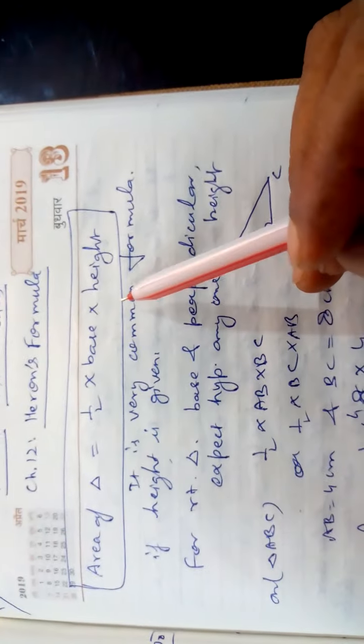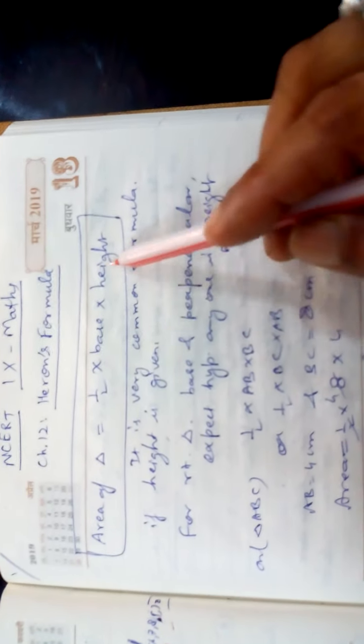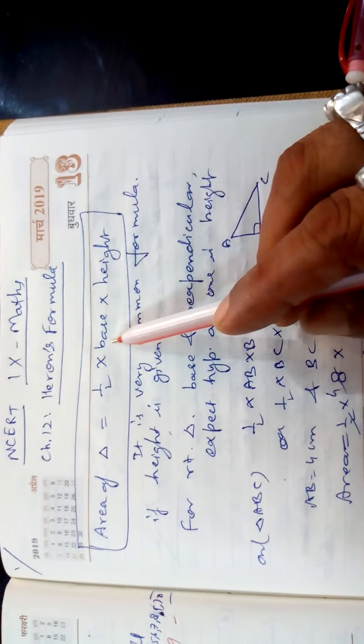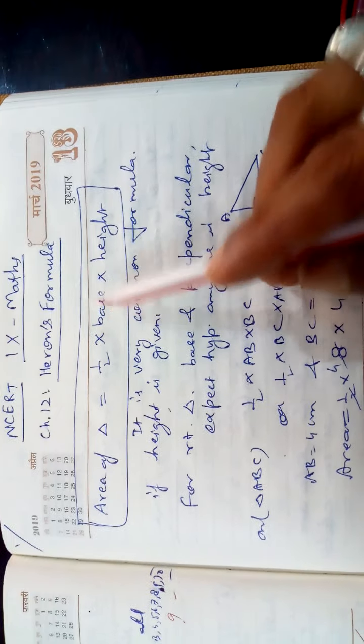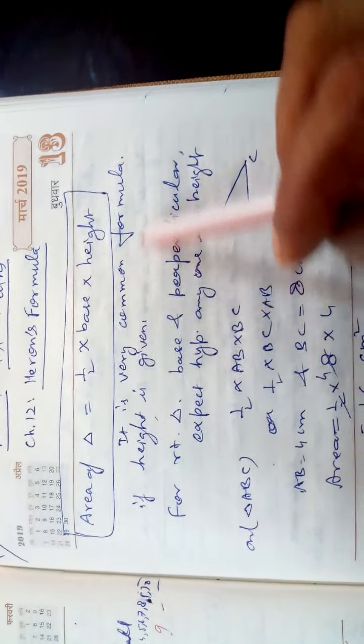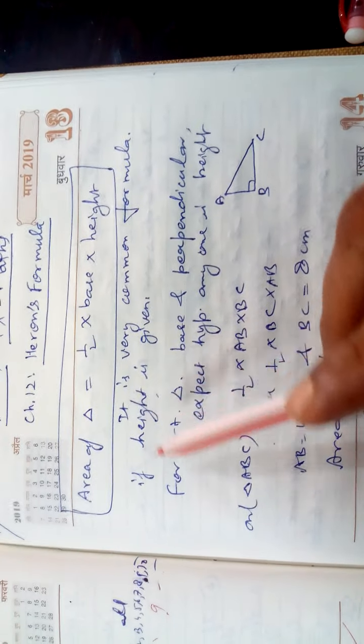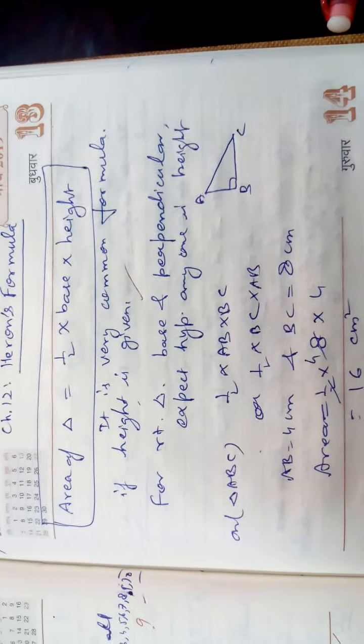Area of a triangle is always half into base into height. We know this from the previous classes. So what is the area of a triangle? Area of a triangle is half into base into height. Out of the three sides, any one will be the base, and the altitude will be from there. It is a very common formula if the height is given.